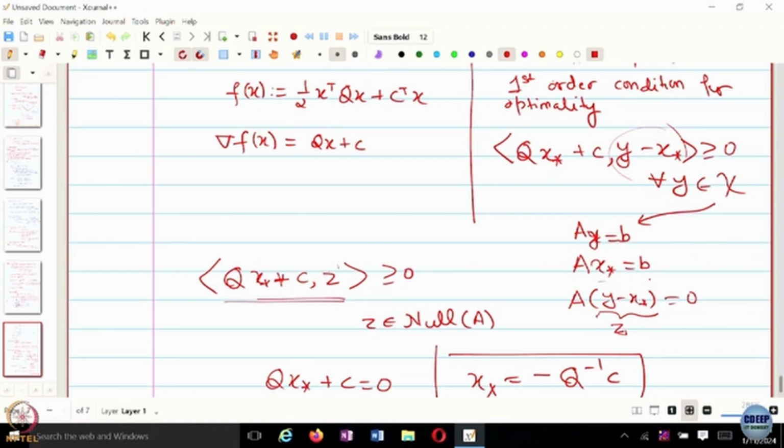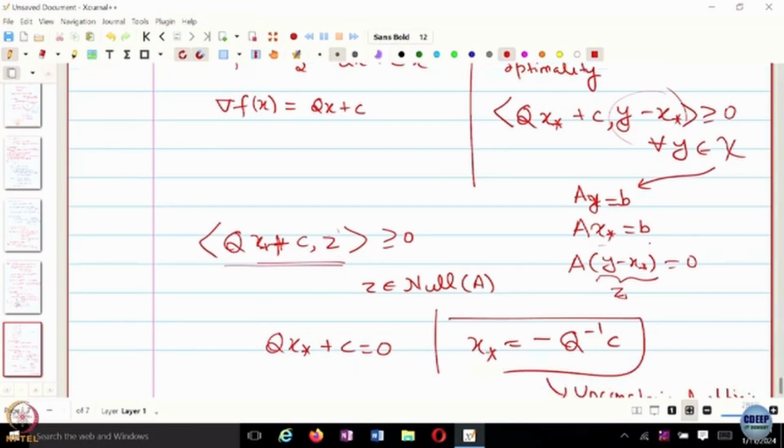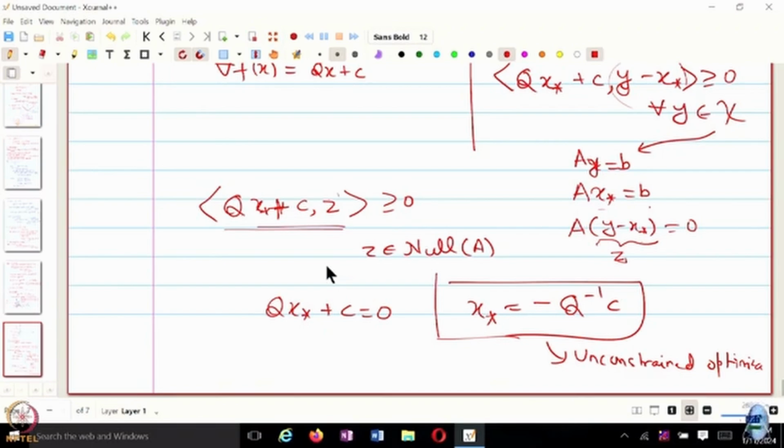then this is another characterization of the optimal x star. So if the inner product between Qx star plus c and any vector in the null space of A is greater than or equal to 0, that would be the first order condition for optimality. And if the null space is vacuous, meaning you are in the unconstrained optimization case, then x star turns out to be simply negative Q inverse c.